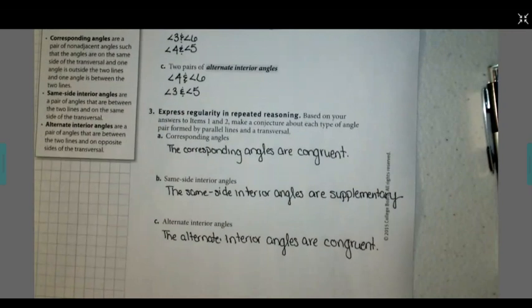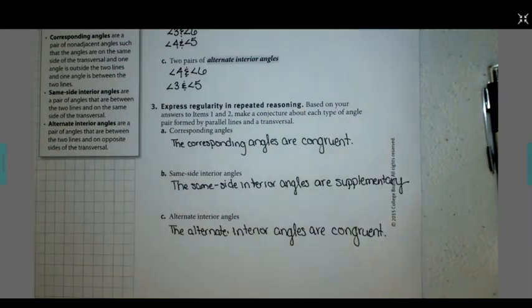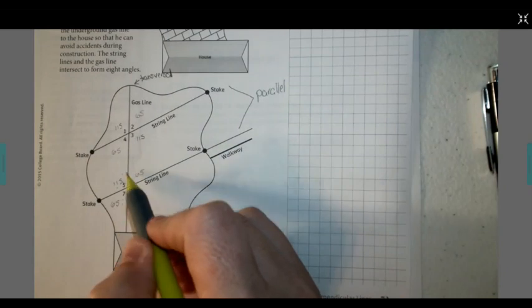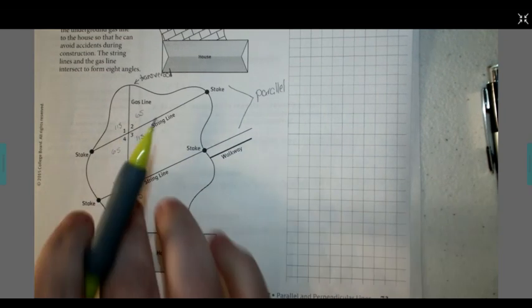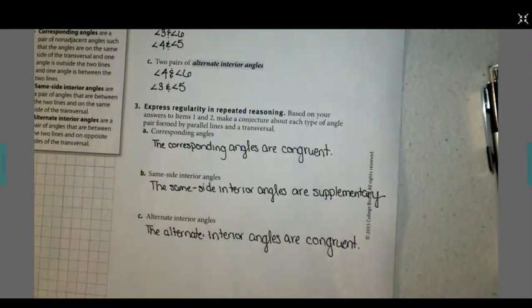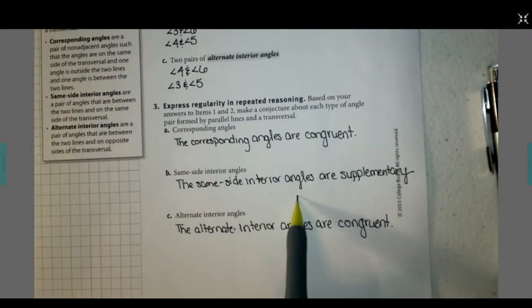So when I wrote my statement down for question 3, I said my corresponding angles are congruent because they have the same measure. They're all the same measure. Same-side interior angles, that would have been 3 and 6 or 4 and 5. Those are supplementary because they total up to 180 degrees. So when I wrote out my answer to question B, it said the same-side interior angles are supplementary.